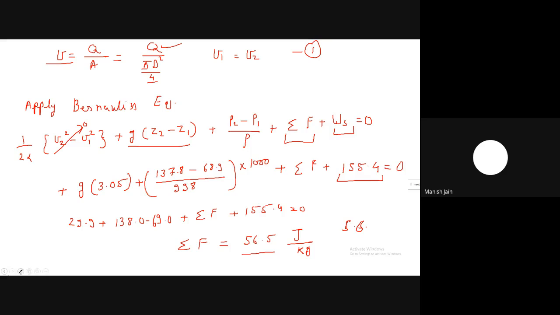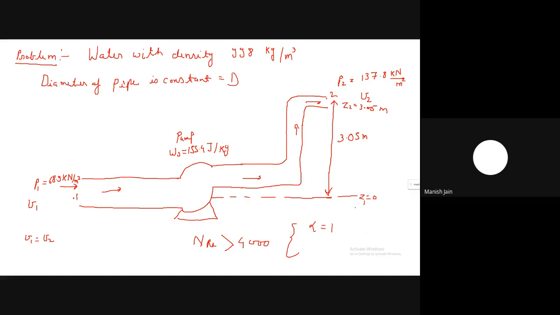56.5 divided by 155.4. It will give you the relative energy which is consumed due to the friction losses. So this is one type of problem which you can solve. You can calculate how much friction loss is there in the system by using the Bernoulli equation.